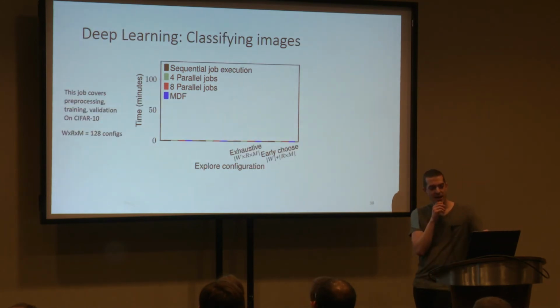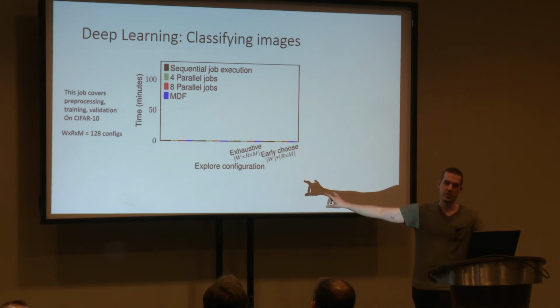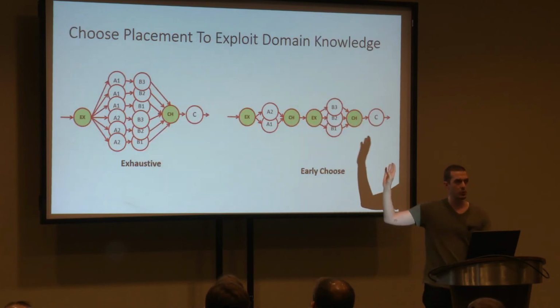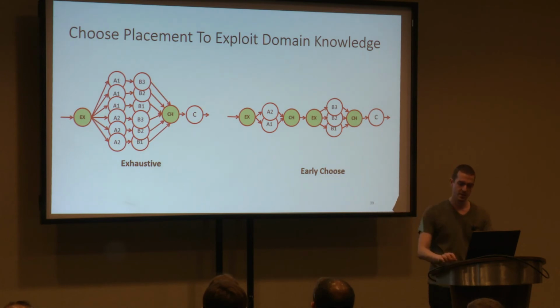We also ran a workload for classifying images on top of a very well-known benchmark in the machine learning community. We use a deep learning job for that. So this job consists of 3 stages. There's a pre-processing stage, there's a training stage, and a validation stage. And we are going to look into 2 different options, an exhaustive exploration and an early choose. So just to remind you what those are, in exhaustive, we are going to put all of the different configurations, while in early choose, we are going to separate those that are independent. I know that pre-processing the data is independent from training the model, in this particular case.